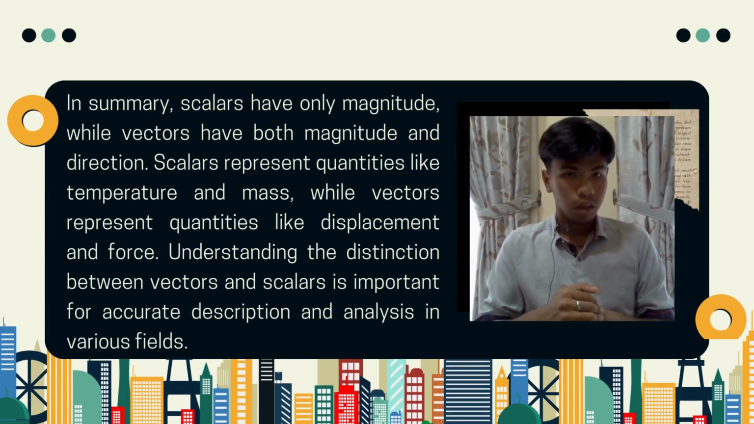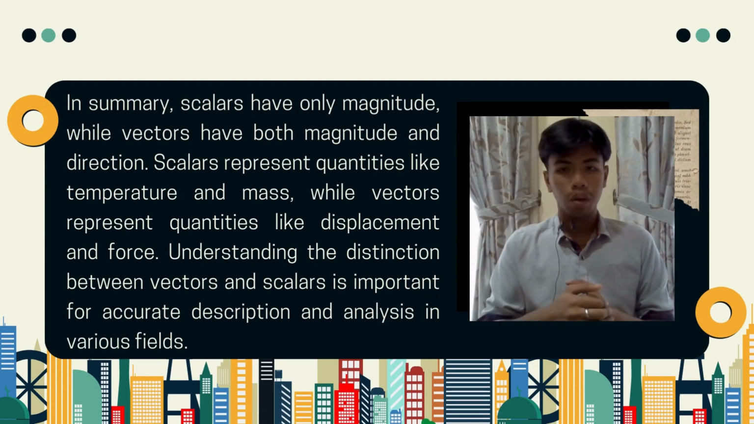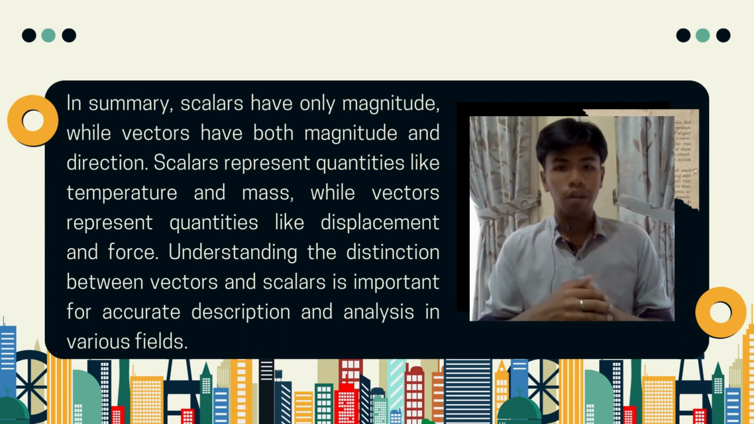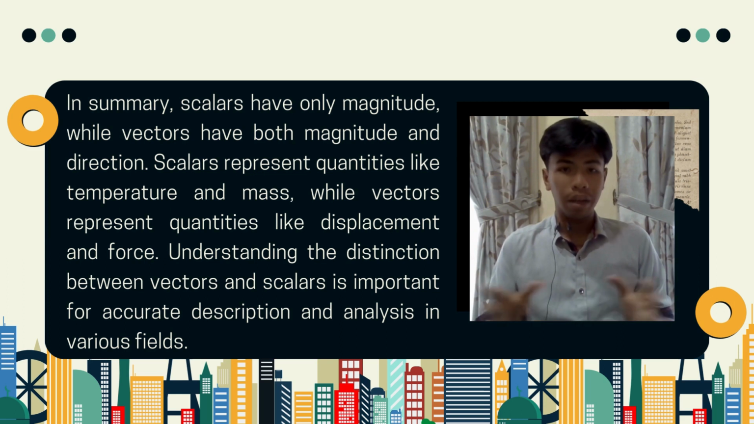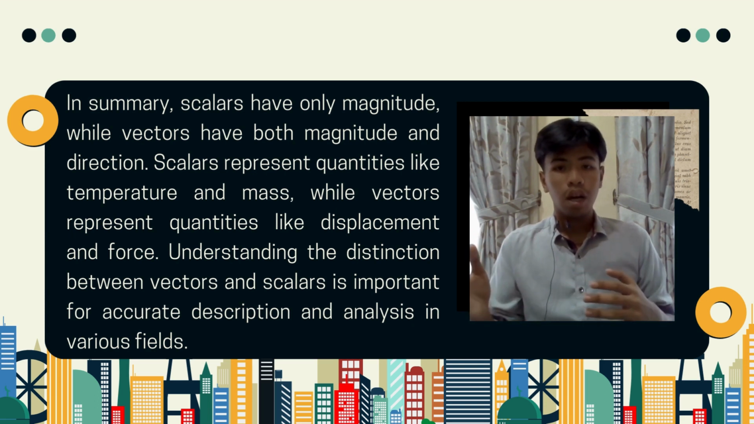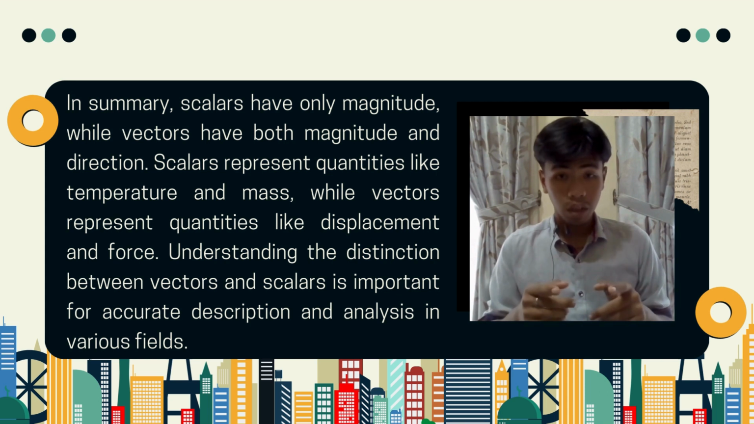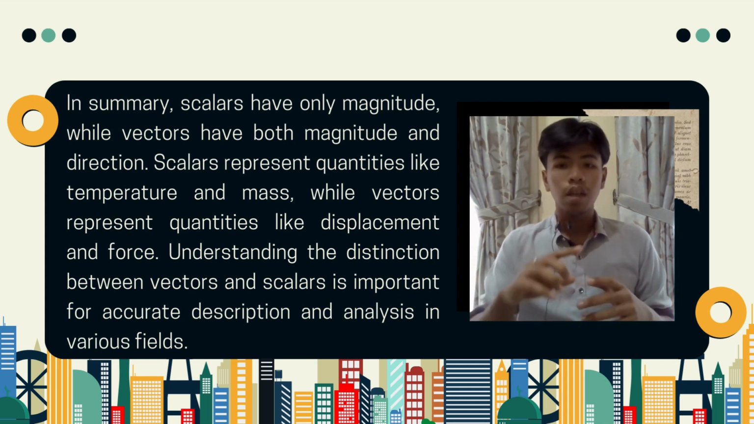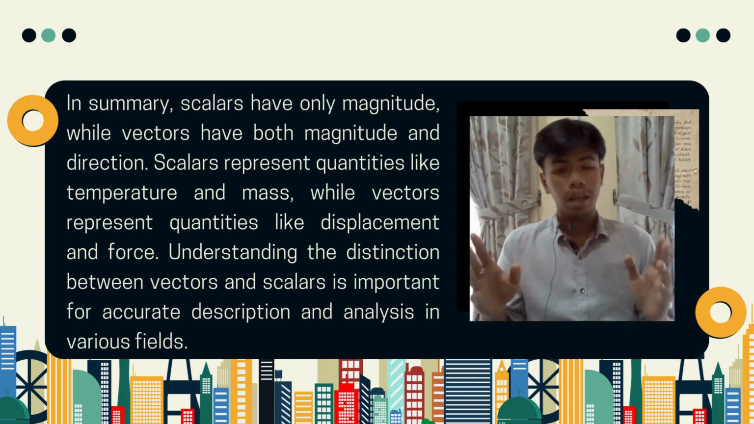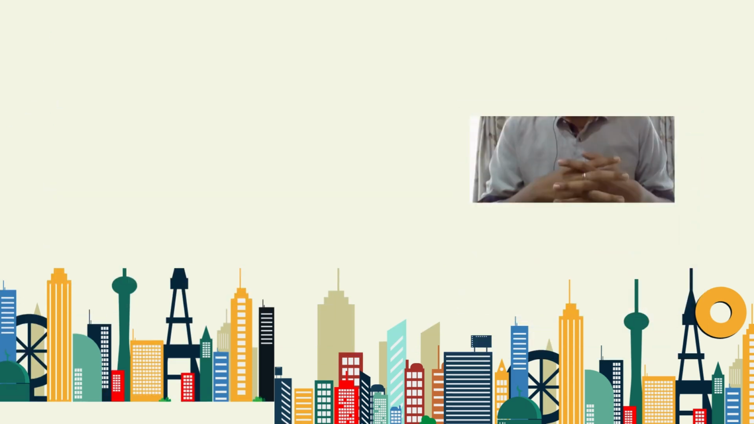In summary, scalar have only magnitude, while vector have both magnitude and direction. Scalar represent quantities like temperature and mass, while vector represent quantities like displacement and force. Understanding the distinction between vector and scalar is important for accurate description and analysis in various fields.